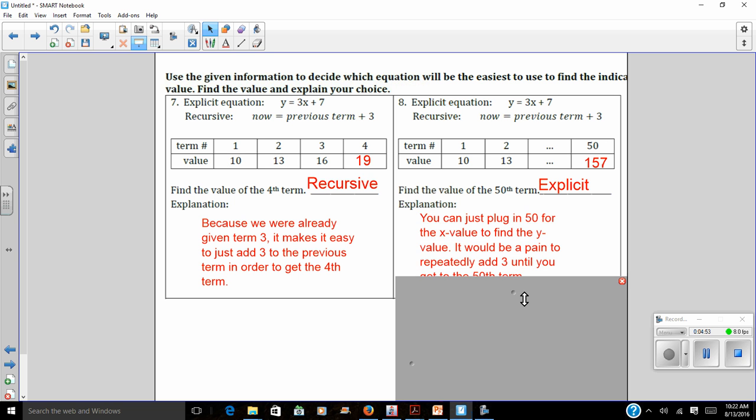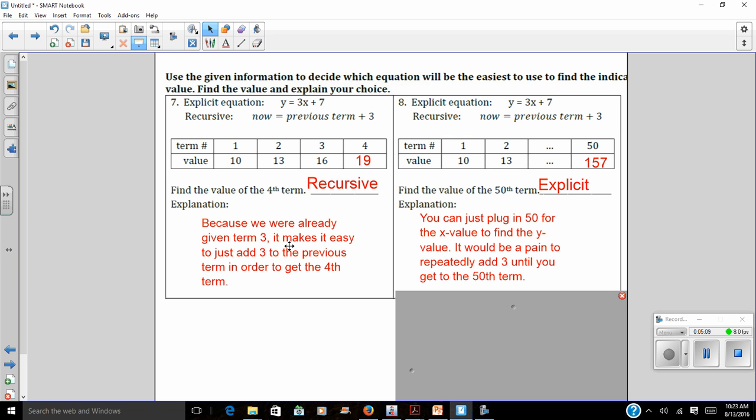All right, so an official answer in terms of explanation. I just said you can just plug 50 in for the x value in order to find the y value. It would be a pain to repeatedly add 3 until you get to the 50th term.